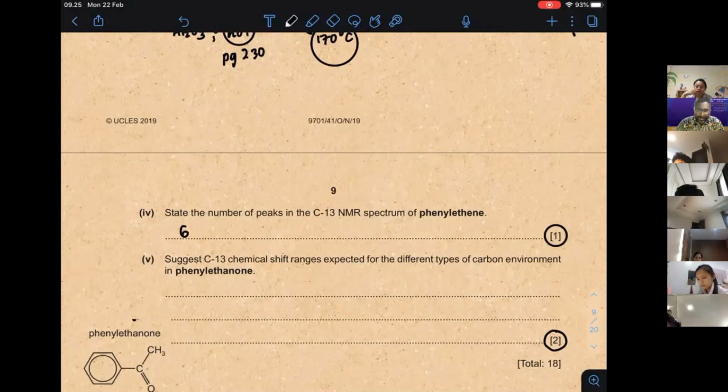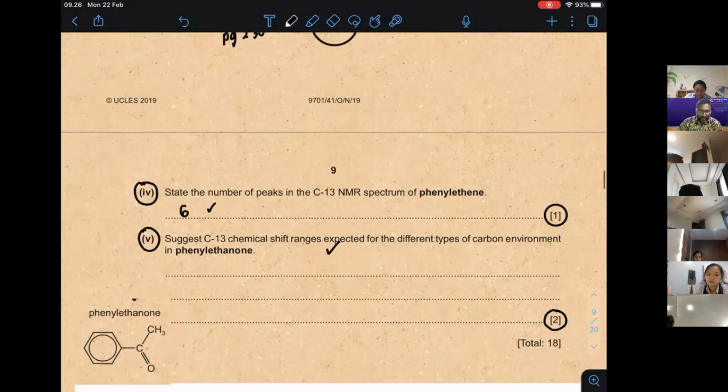So anyway, I think this one is okay. I was actually mentioning, please remember the chemical analytics part, they will not give you a lot of marks. So here you see they ask you, and then suddenly they came into the analytics part, and they just ask you a 3 marks question. So it's quite easy. But again, they say here, 2 marks question, suggest the carbon-13 chemical shift ranges expected for different types of carbon environment in phenylethanol.